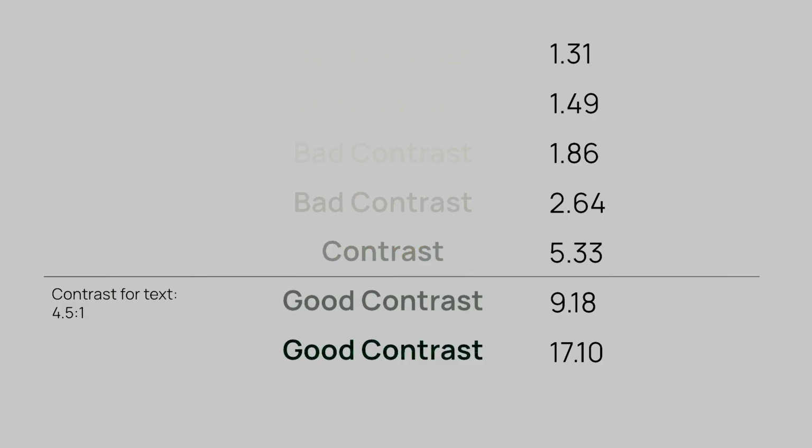We also have to talk about contrast. WCAG has specified that text should be 4.5 to 1 against the background. That's a little bit different when you have large text. Then you can have 3 to 1 against the background.